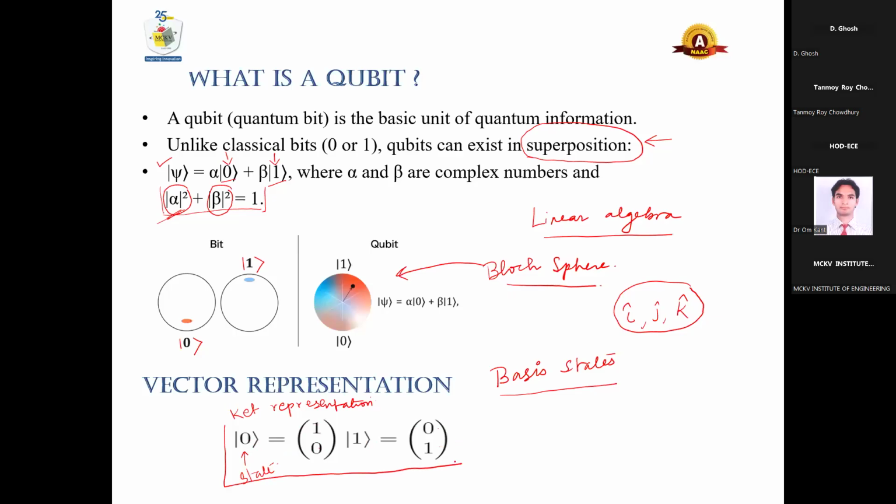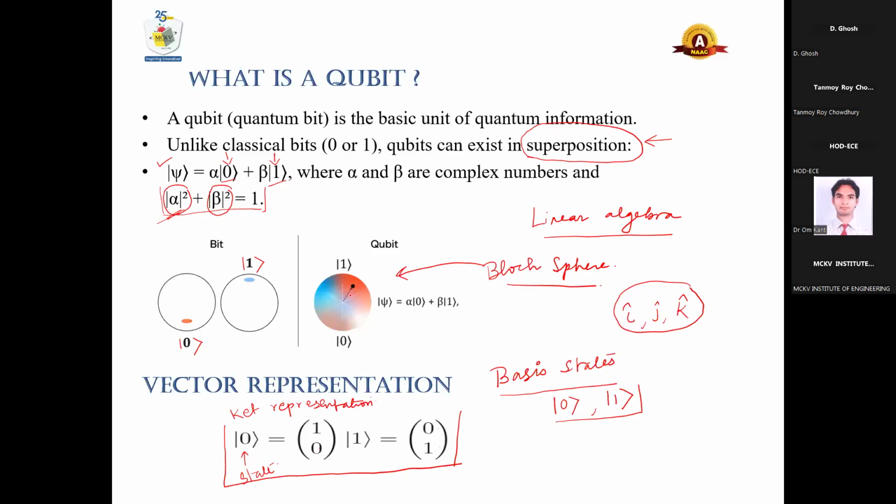So the two bases are ket 0 and ket 1. Vectorially, ket 0 is represented as the matrix element 1 0, and ket 1 is represented as 0 1. So this is the vector notation, and these are called the ket notation or the Dirac notation.